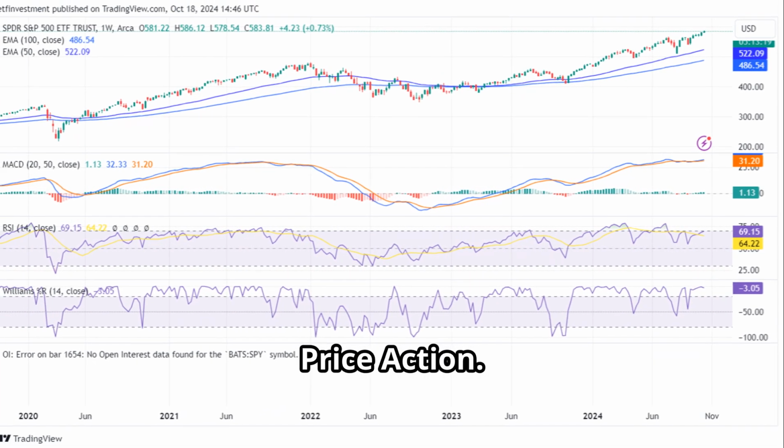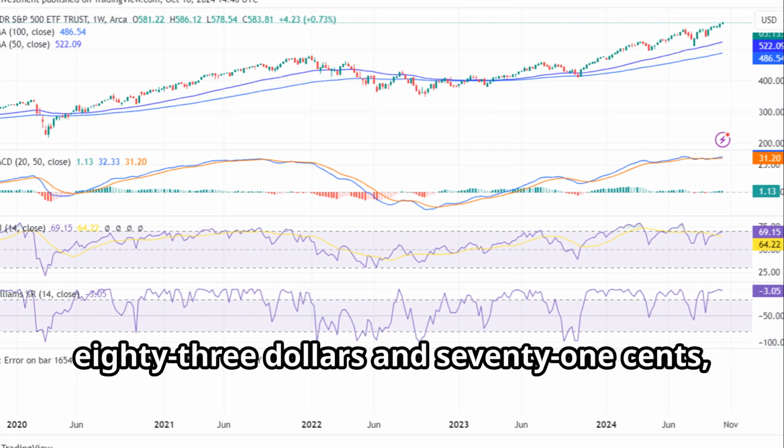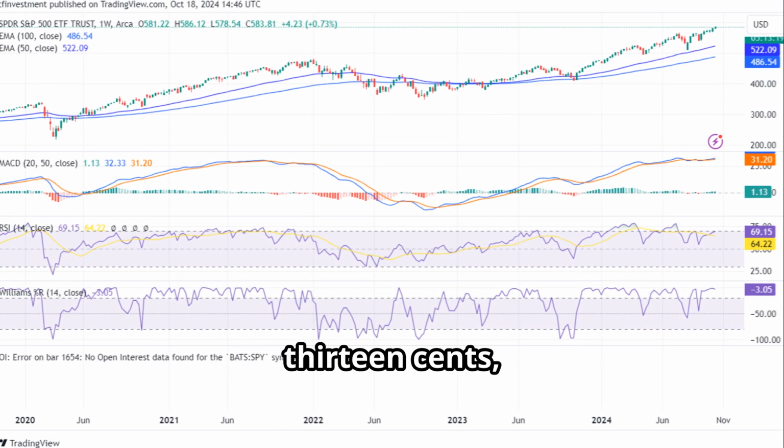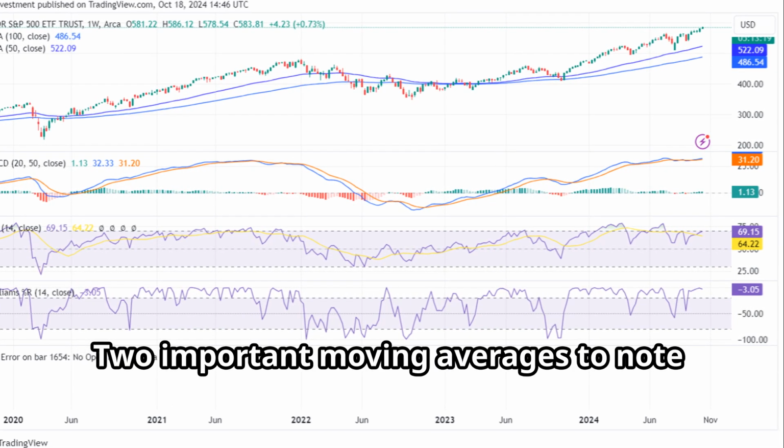1. Price action. The current price of SPY is $583.71, with a weekly gain of $4.13, which is a 0.71% increase. 2 important moving averages to note.